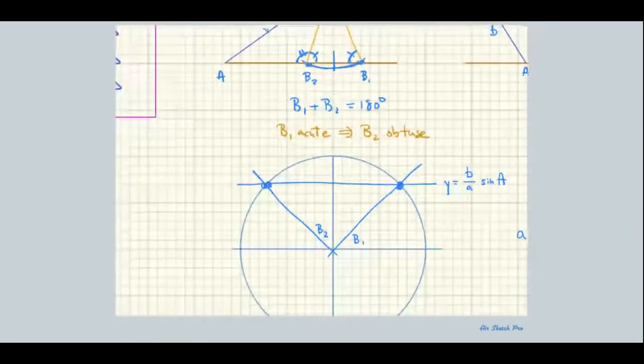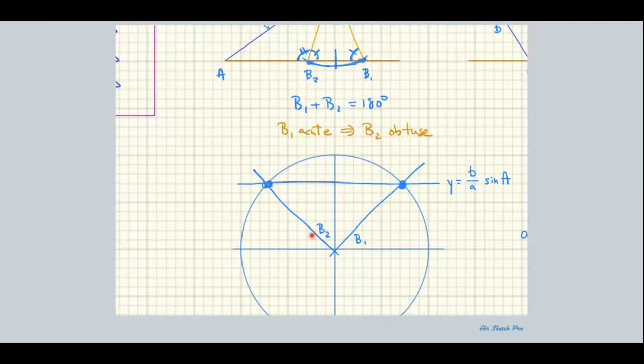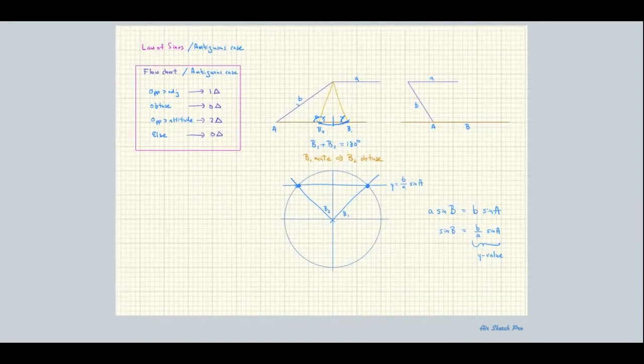And again, remember that if you got two angles, B1 and B2, and one's the supplement of the other, they're going to have the same sine. And that's what's causing us to have the issue. We're solving for the sine of the angle, not just the angle.